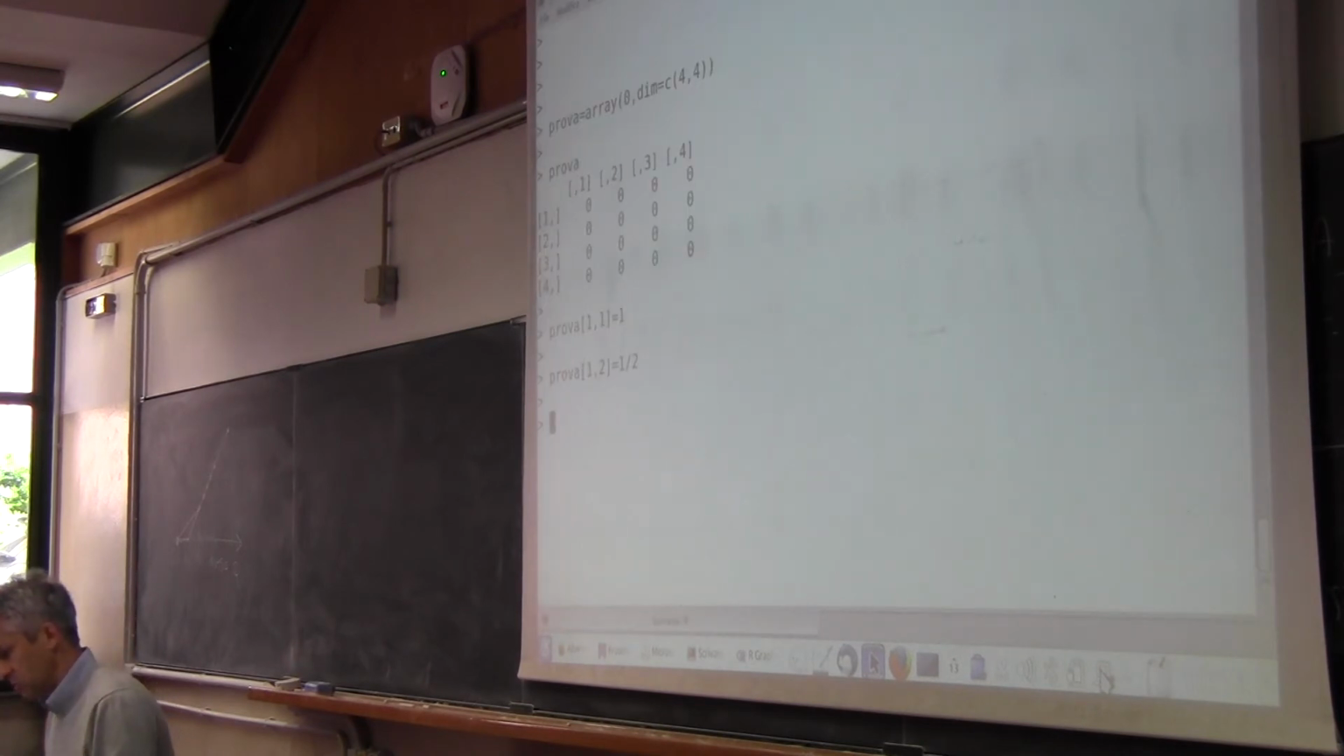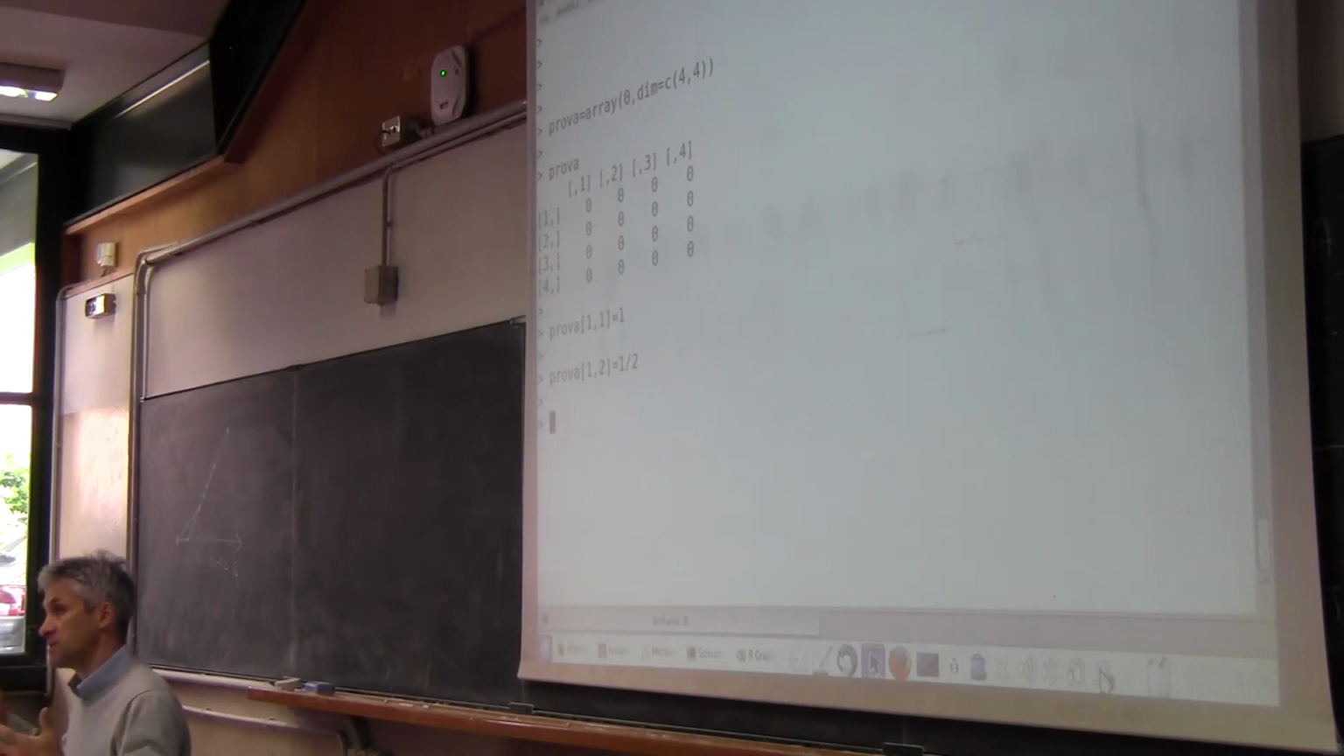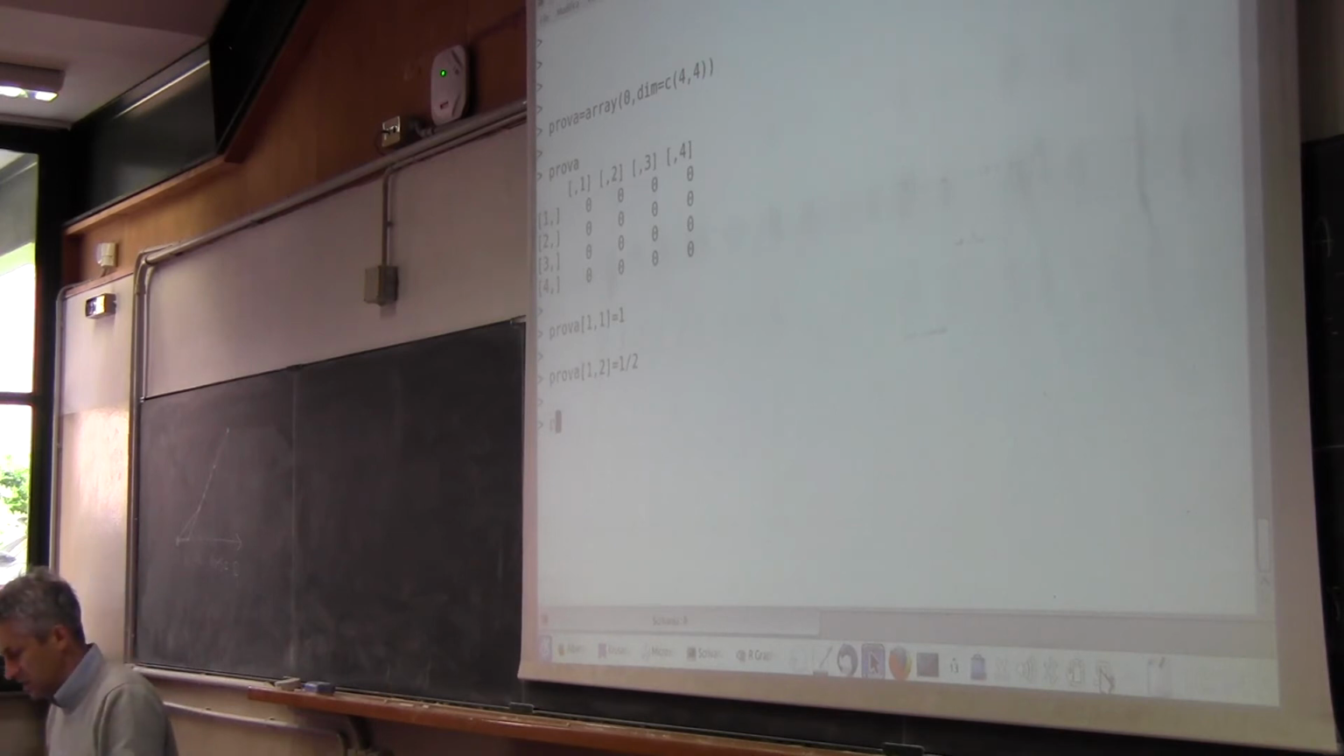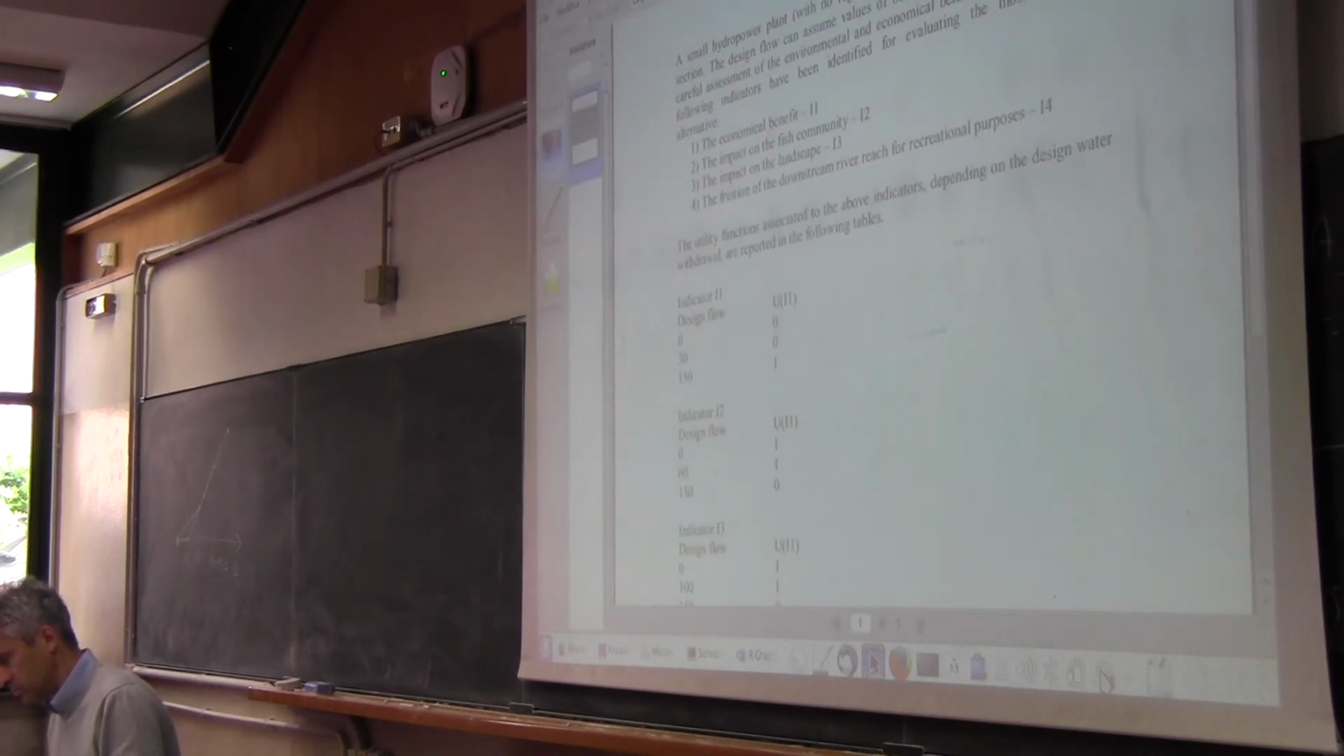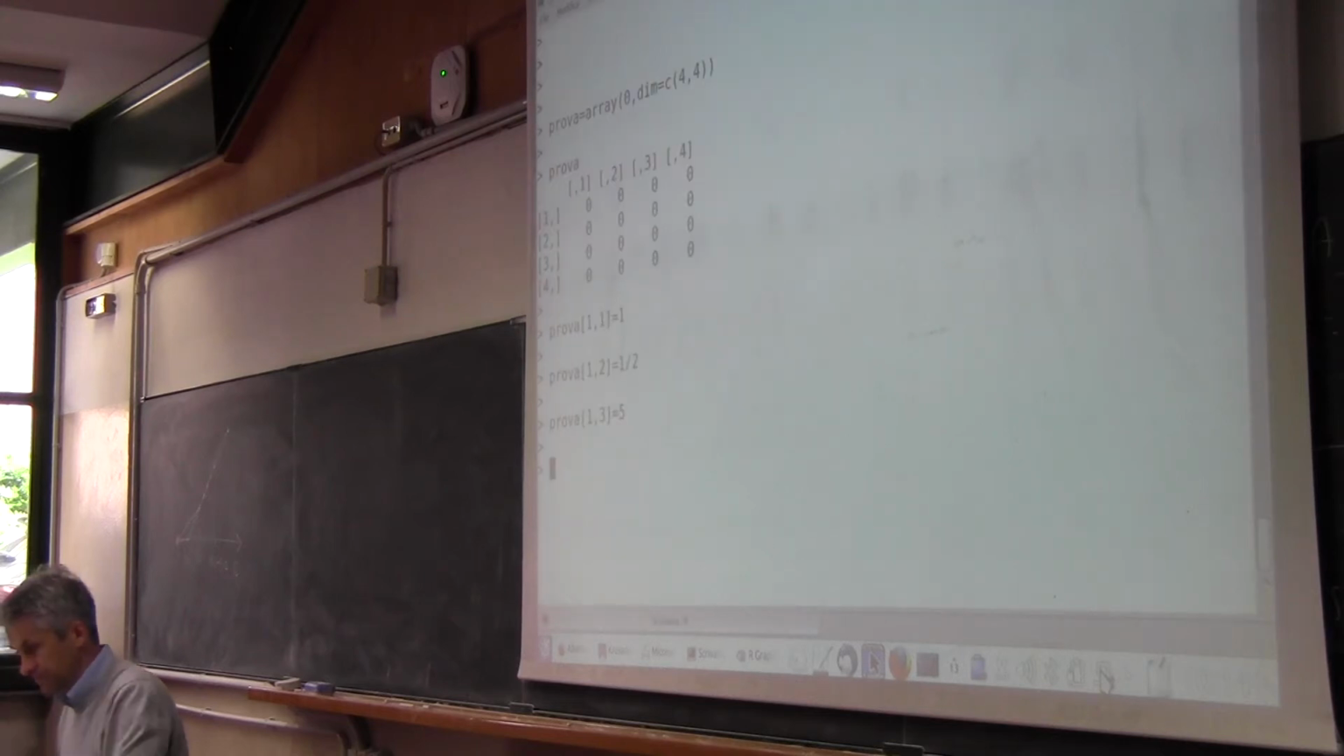Let's suppose that the landscape here is not so nice. So we may say that economical benefit is more important. But still, we don't want to put a 9 because we are conservative, so let's put 5. And then we have economical benefit with respect to tourism.